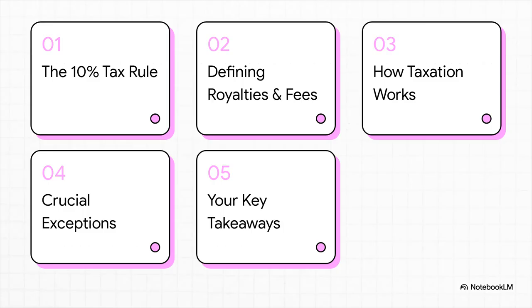Okay, so here's our game plan. First, we'll dive deep into that 10% rule. Then, we'll get really specific about what actually counts as a royalty or a fee. After that, we'll see how the tax system works in practice, cover the critical exceptions you absolutely cannot afford to miss, and then we'll wrap it all up with your key takeaways.